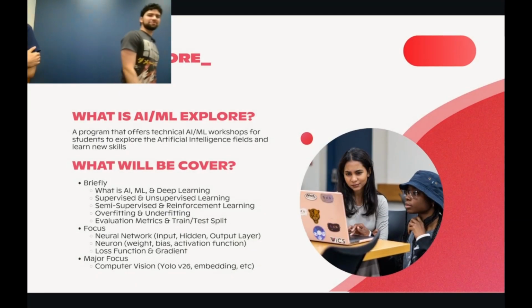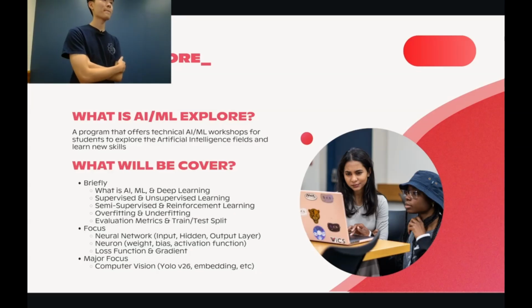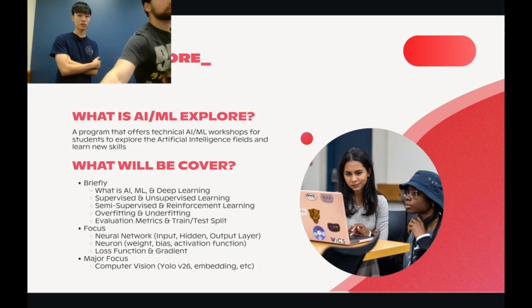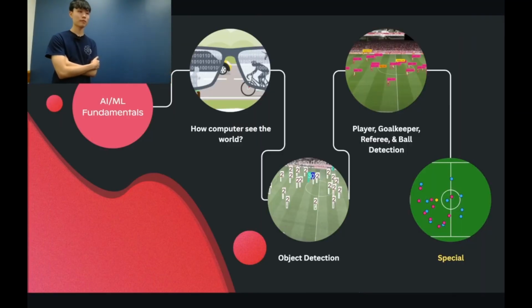So briefly, what is AI ML Explore? We're gonna go over some fundamentals of AI, especially this workshop. This first workshop, we're gonna go over what AI is, what ML is, deep learning, all of those things, and then throughout these workshops, we're gonna build a really cool project that involves computer vision, essentially answering the question, how does a computer see the world? In the same way we do, how we replicate the way we see the world through a computer.